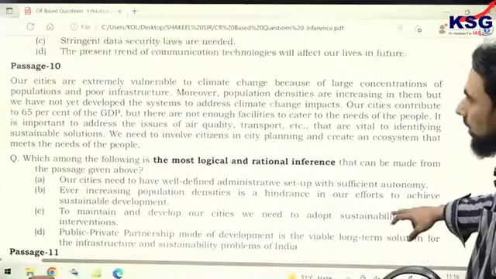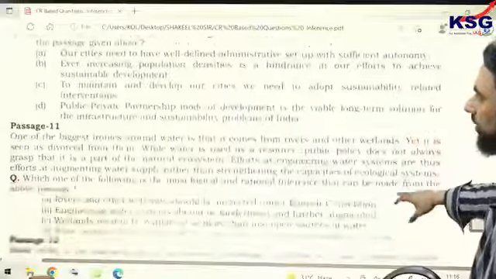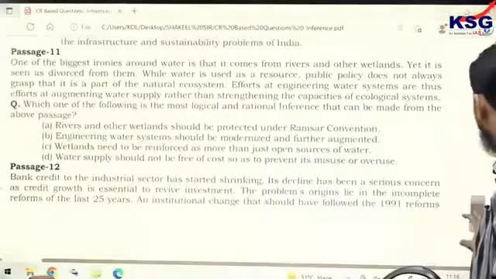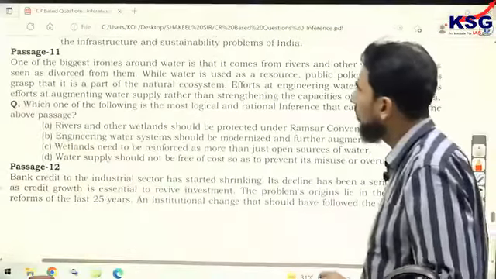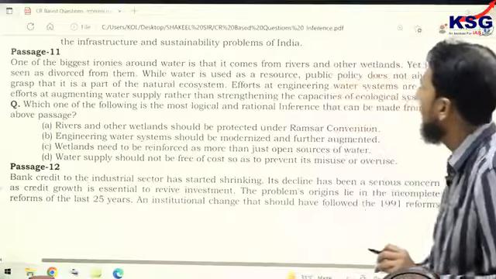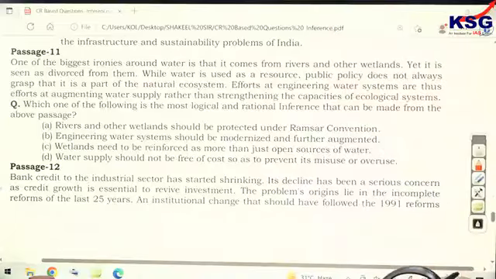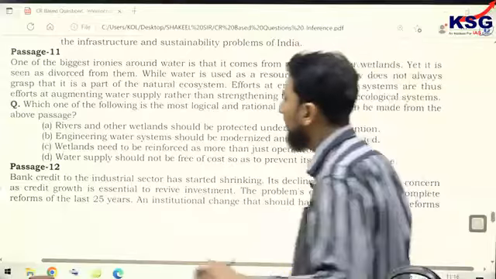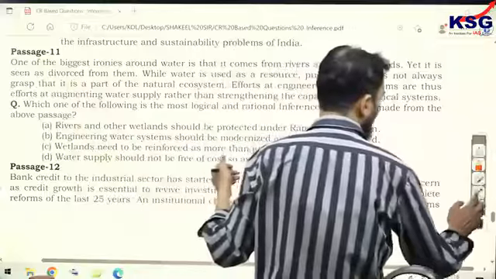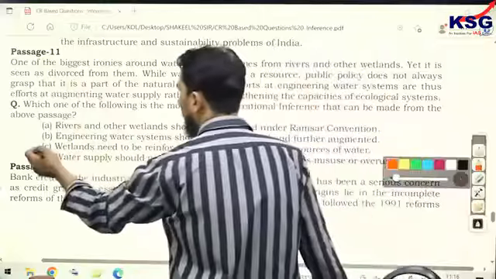So up to 10 we have done. Thank you. And now passage 11 onwards. Now passage 11 was asked in the year 2020. Yes, 2020 it was asked. And for this passage, the correct answer should be option C.